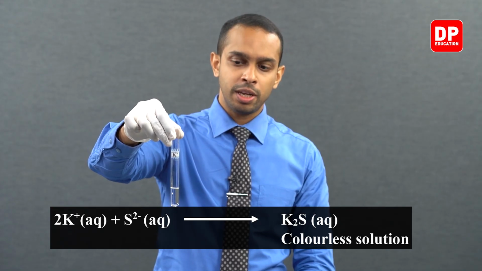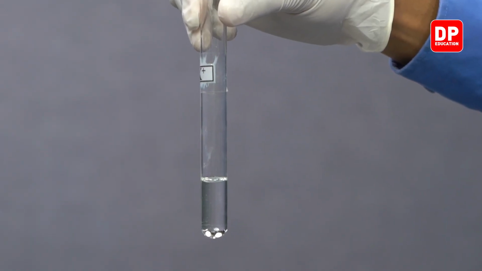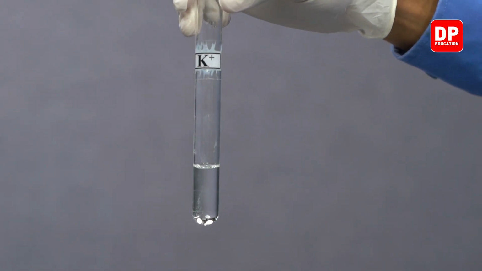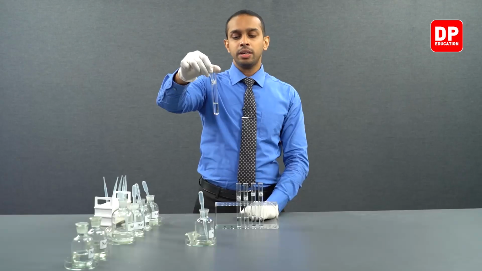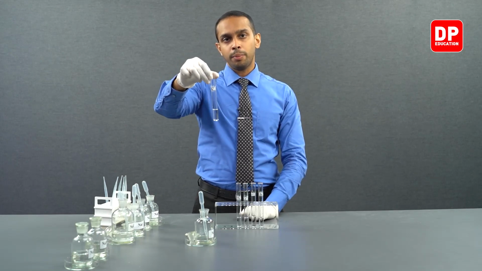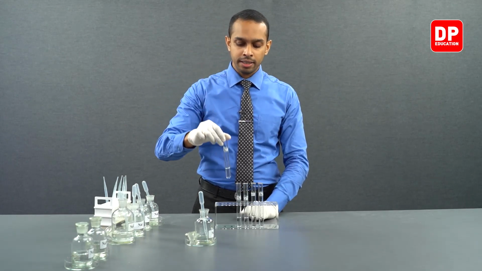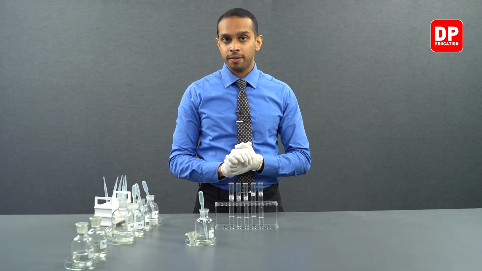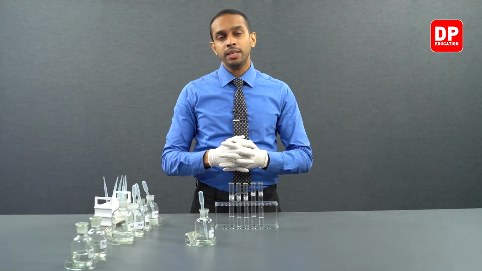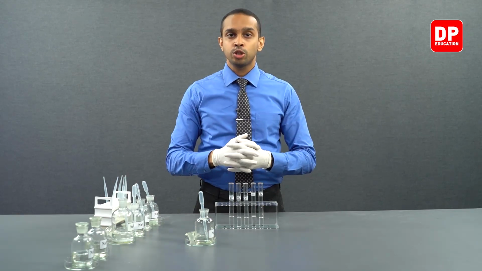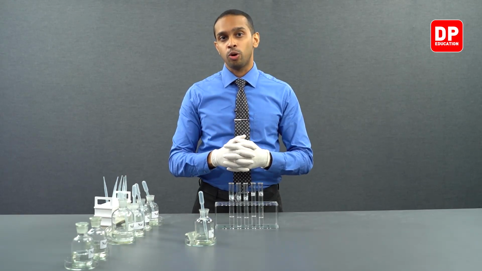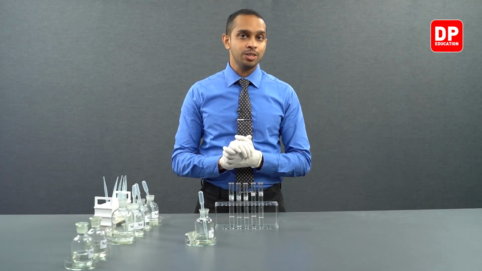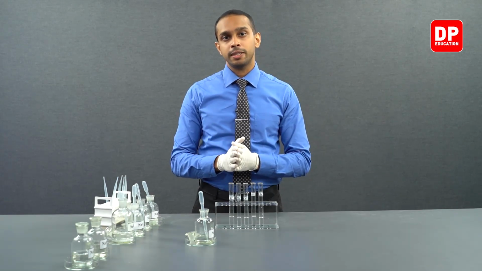Do we see a precipitate formed here? We see a clear solution. The reason for this is when potassium ions come into contact with sulfide ions, what is formed is potassium sulfide. Potassium sulfide is a soluble salt. It dissolves in water and therefore it does not form a precipitate.